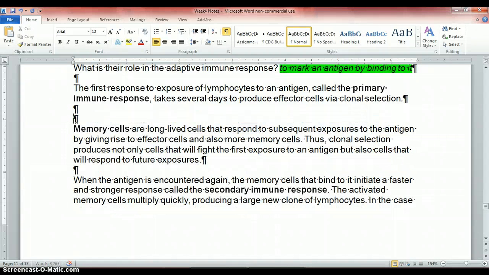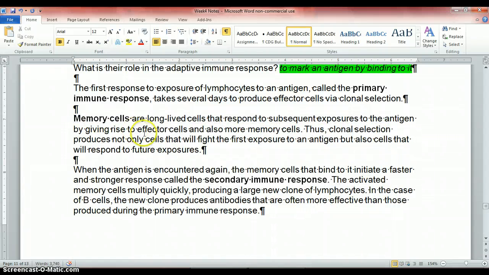Memory cells are long-lived cells that respond to subsequent exposures to the antigen by giving rise to effector cells and also more memory cells. Thus, clonal selection produces not only cells that will fight the first exposure to the antigen, but also cells that respond to future exposures.